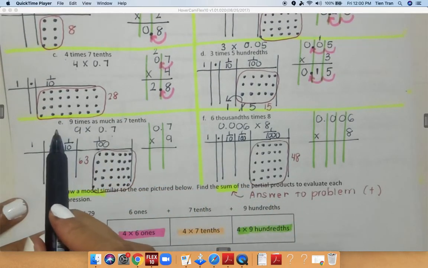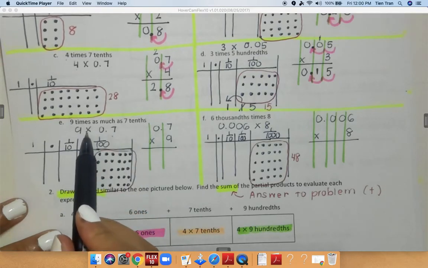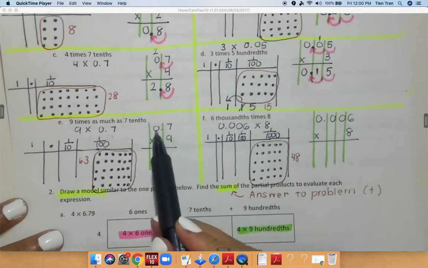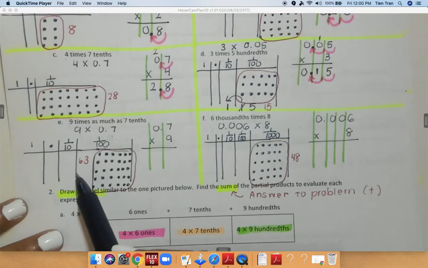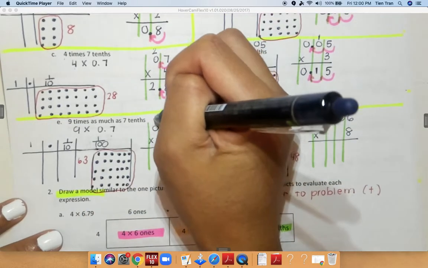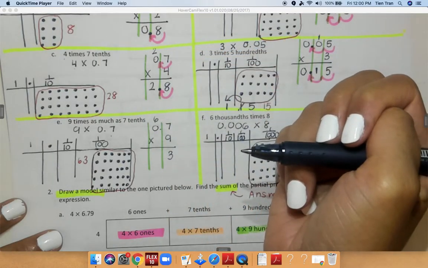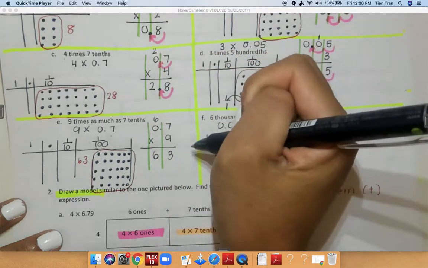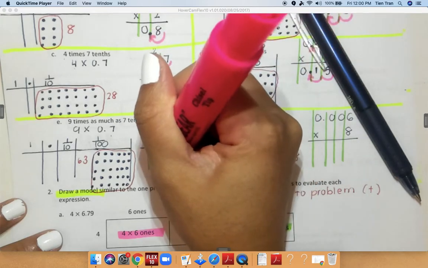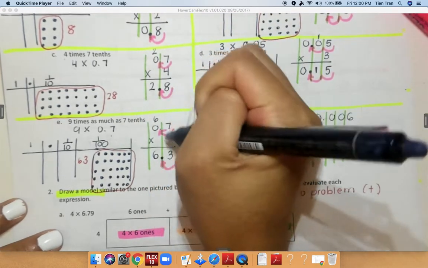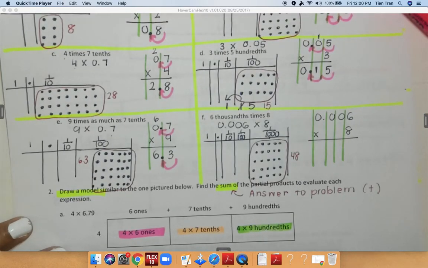Now, for problem E, it says 9 times as much as 7 tenths. So that means 9 times 0.7. So what is 7 times 9? 63. I didn't draw 63, but there is 63, okay? 7 times 9 is equal to 63. Carry my 6, bring down my 3. 9 times 0 is equal to 0. 0 plus 6 is equal to 6. And if I move my decimal over once in multiplying, then I also do the same thing when I am doing it here. So make sure to move your decimal. So I get 6 and 3 tenths.